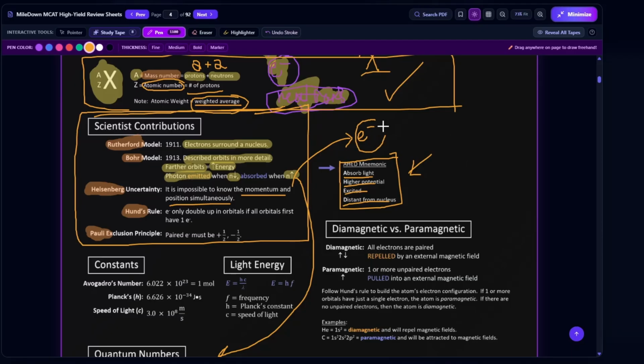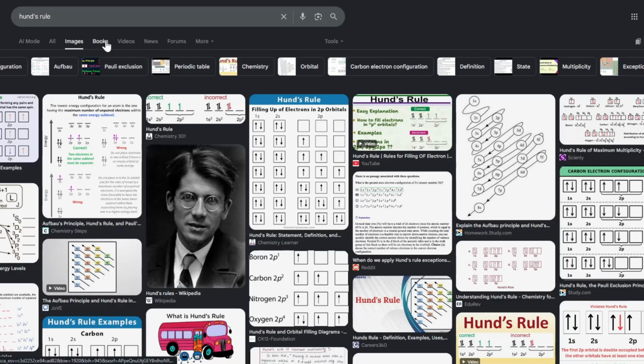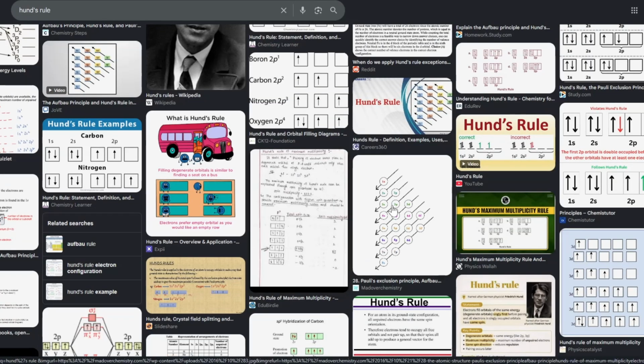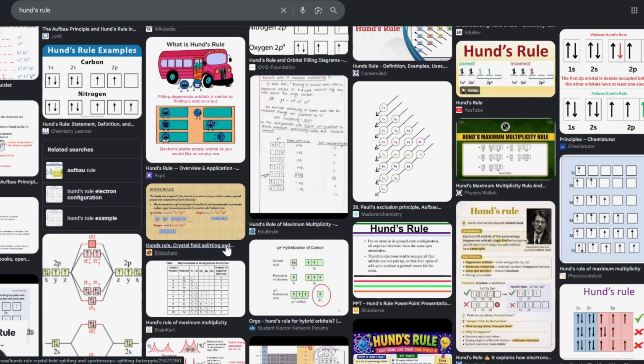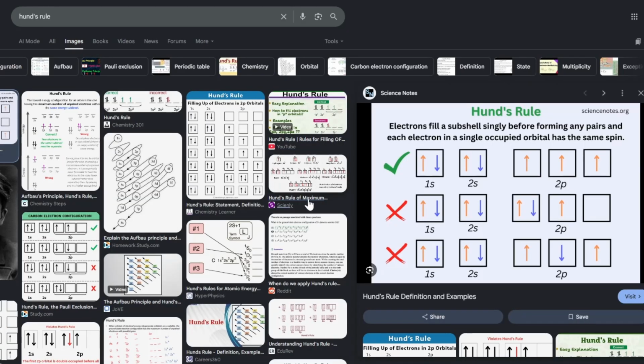So the Heisenberg uncertainty principle is also about the electrons. Hund's rule: electrons only double up in an orbital if all orbitals have one electron. All right, so let's go over Hund's rule. To keep it simple for everyone to understand, I should have looked at Aufbau first, but let's look at Hund's rule.